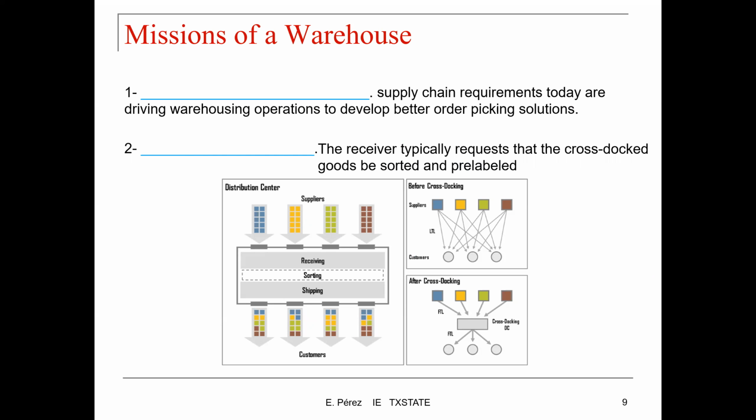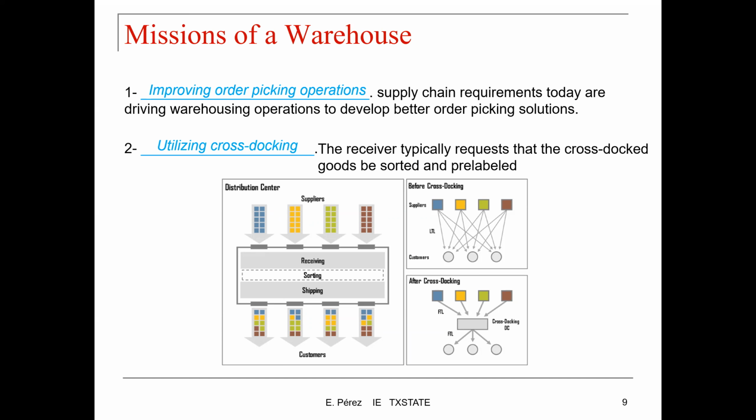So what are the missions of a warehouse? First, improving order picking operations. The supply chain requirements today are driving warehousing operations to develop better order picking solutions. So again, going back to the example of Amazon, every order from every customer is different. And you have a wide variety of products that can be stored in a warehouse. So the order picking operation has to be very efficient, so you can put together those orders and ship them on time. So improving order picking operation is one of the most important missions of a warehouse.